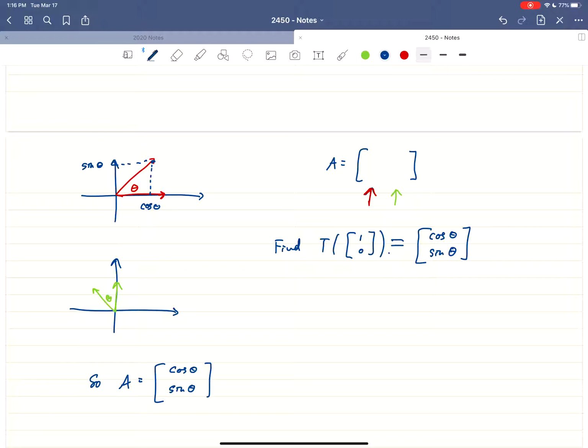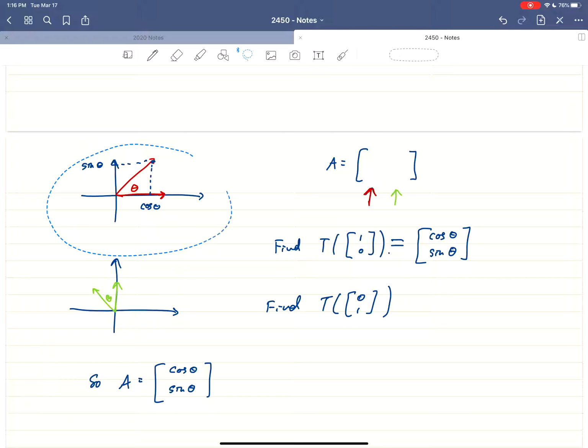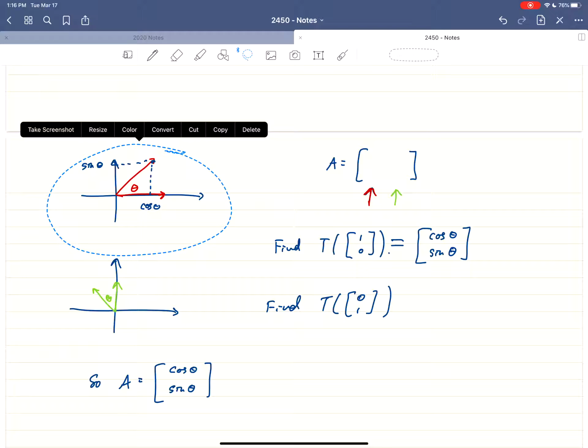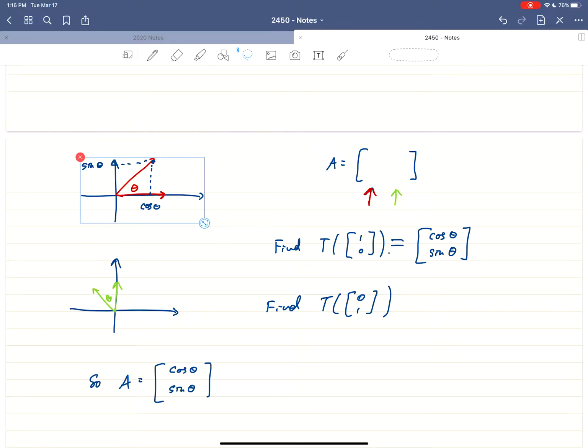The second thing that we need to do is figure out what is the output of the vector (0, 1). What I want to emphasize is that this is actually going to be the same picture, just rotated 90 degrees. So that is what we're going to have to figure out. And that means that the values are going to be similar.